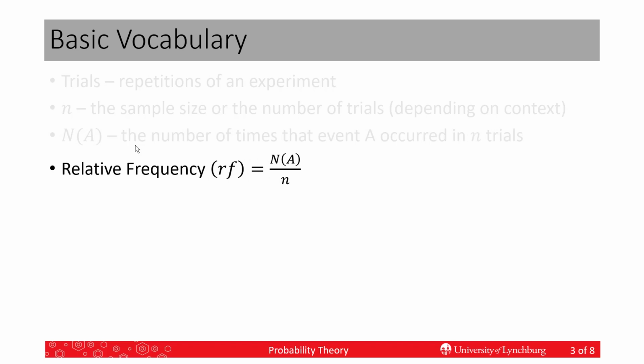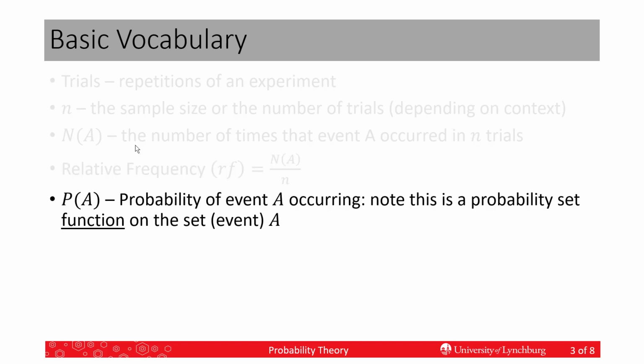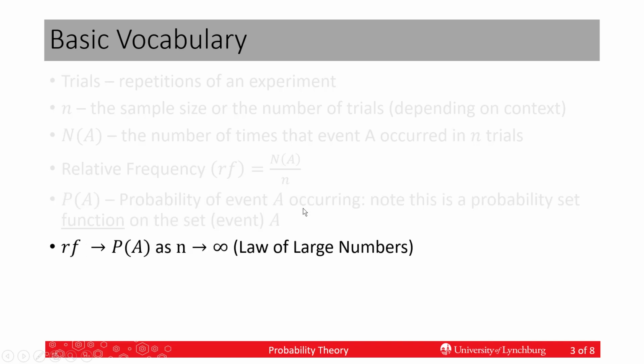Okay, so a relative frequency, little rf, is defined as the number of times that A occurred divided by N, which is the number of trials that were performed. The probability of A, and this is called the probability function, P of A, is a probability set function, okay? And so it's the probability that event A occurs.